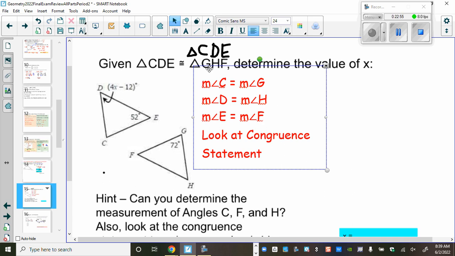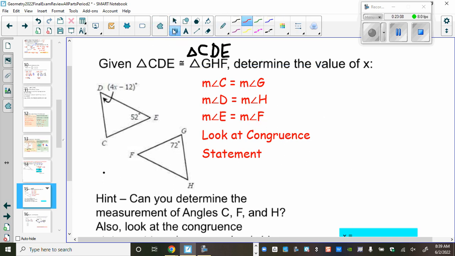Now, let's start looking at what we have. So here's what we have going on here. Angle C, we don't know, but do we know angle G? What is angle G? 72 degrees. So if angle G is 72, that means angle C is also? Now, angle D we don't know yet. We're going to go to angle D last. But we do know something else. We agree angle E and angle F match up, right? So if angle E is 52, then angle F is also?